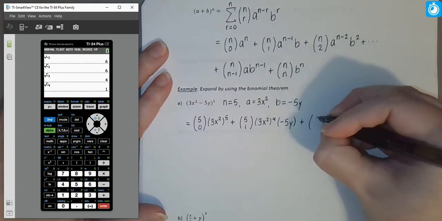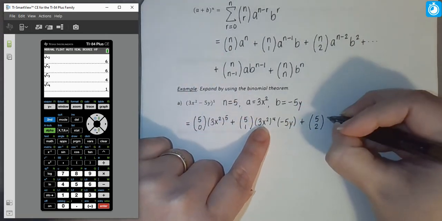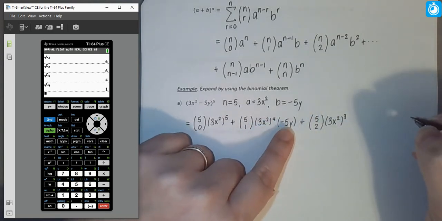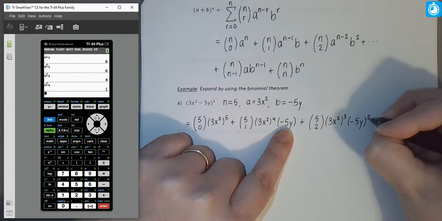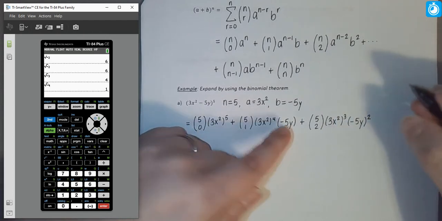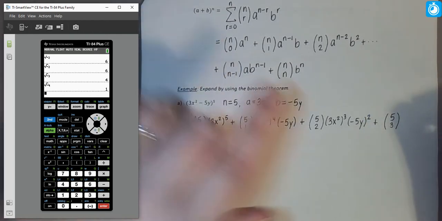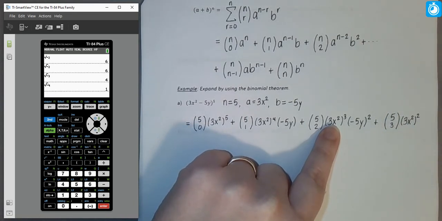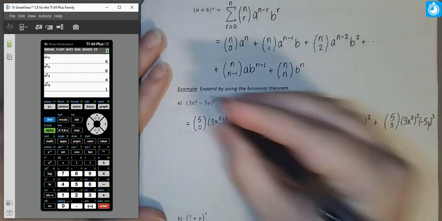Okay, next term, 5 choose 2. Decrease the power on a, so 3x squared cubed. Increase the power on b, so negative 5y squared. Next term, plus 5 choose 3. Okay, decrease the power on a, so 3x squared squared. Increase the power on b, so negative 5y cubed. And then we're almost there.